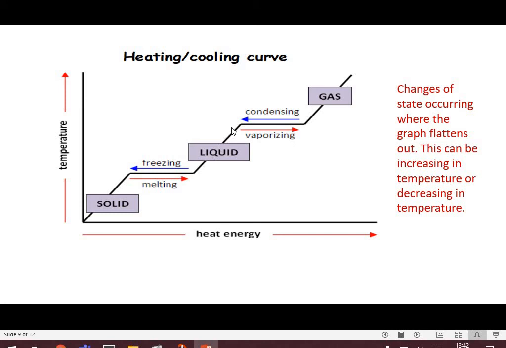This is a heating curve with the red arrows. As time goes on, the temperature increases, and as it cools down, the temperature decreases. But wherever it flattens out, that's where a change of state is occurring. This heat energy here is the amount of heat energy applied. It could be time. We've plotted it as time. That would be absolutely fine. But a change of state makes the temperature flatten out, whether it's heating up or cooling down.